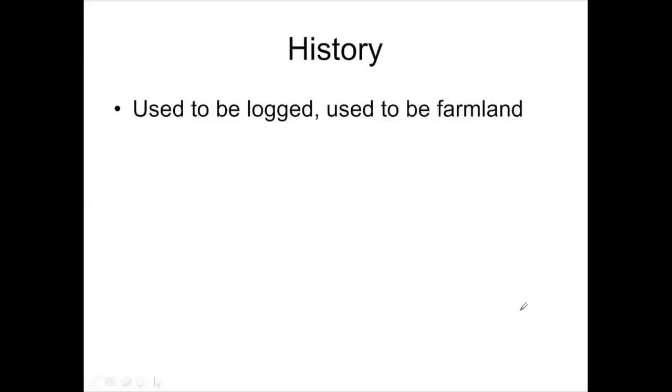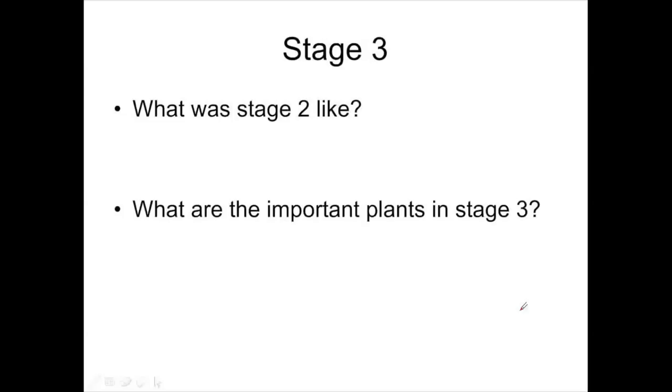So history, Arataki used to be logged. It used to be logged by the Europeans and the Maoris, and it also used to be farmland. There will be a plot that will show you, and it used to be a potato field. And that's one of the reasons why some of the area is stage 3, some of the area is stage 5. The area that is stage 3 was used as farmland and logging recently. The areas which are stage 5 were most likely never touched by any of the settlers.